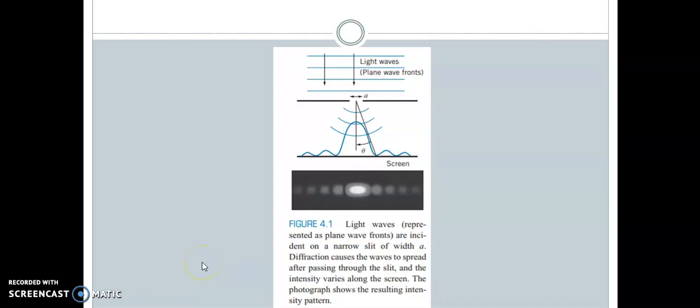You must have already studied the phenomenon of diffraction in your optics course. This figure shows the diffraction by a single slit. A light of wavelength lambda is passed through a single slit, a narrow slit of width a. Due to diffraction, the wave spreads after passing through the slit, and there is an intensity variation along the screen. For light of wavelength lambda incident on a slit of width a, the diffraction minima are located at angles given by a sin theta is equal to n lambda, where n can take values 1, 2, 3, etc.